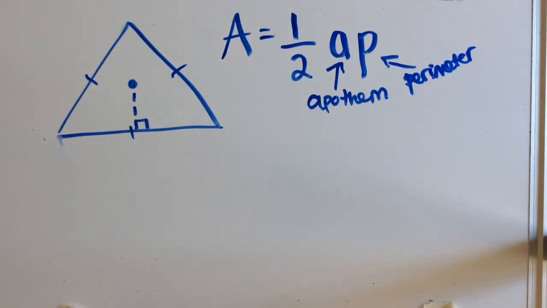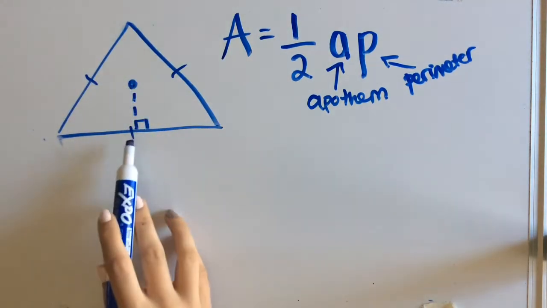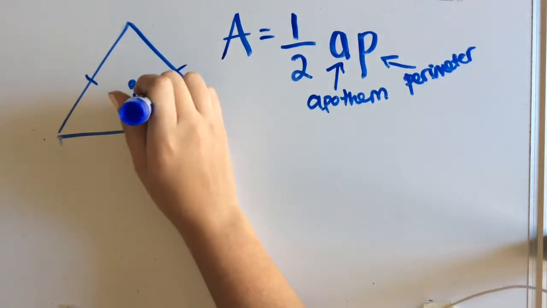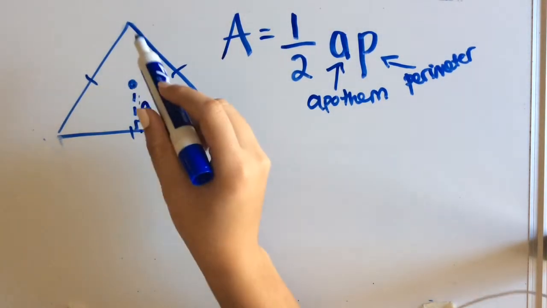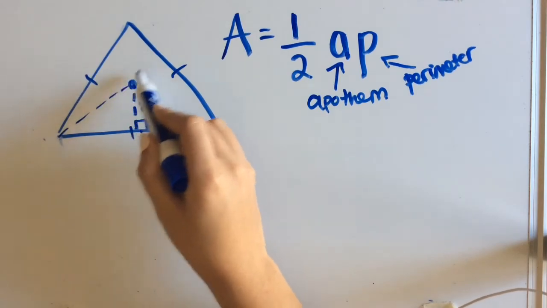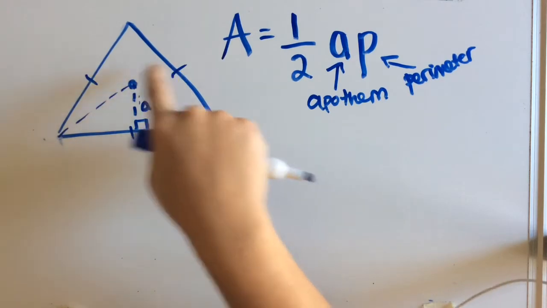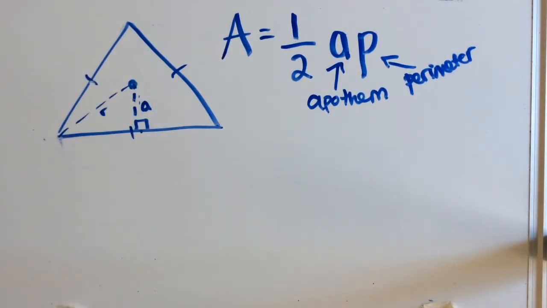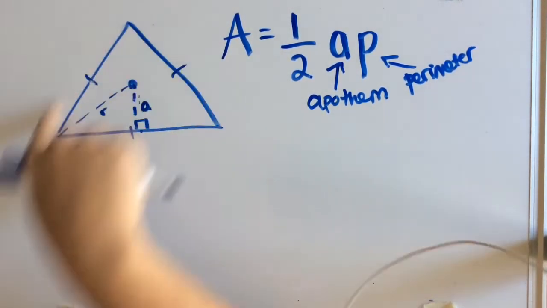So there are some parts of this regular triangle. The distance from the center of the triangle that falls perpendicular to one of the sides, that is called the apothem. Okay. The distance from the center to one of the corners, since all these sides are the same, it doesn't matter which corner you pick or which side you pick, they're all going to be the same distance. This is the radius. And the perimeter, as you guys know, is just adding up all the sides together.